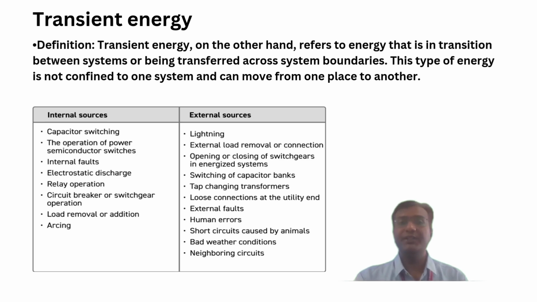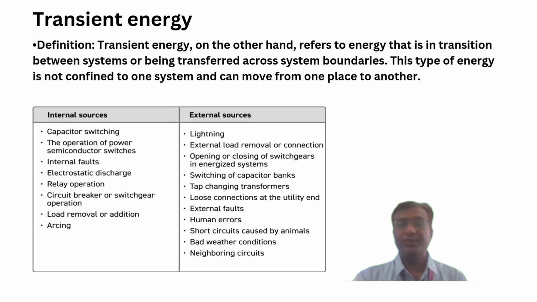Unlike stored energy, which resides within a system boundary, transient energy is energy that is in transition between systems. It's energy that is actively crossing the system boundaries, moving from one system to another. It doesn't remain confined to a single system for a significant amount of time. Think of it as energy in motion, energy on the move.